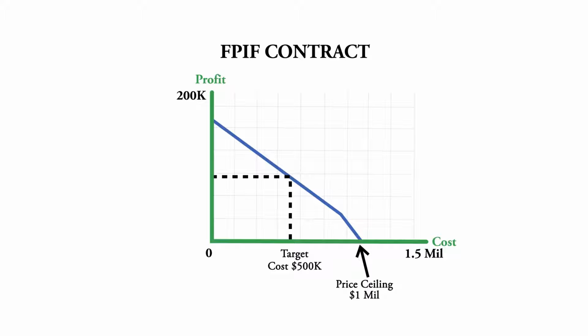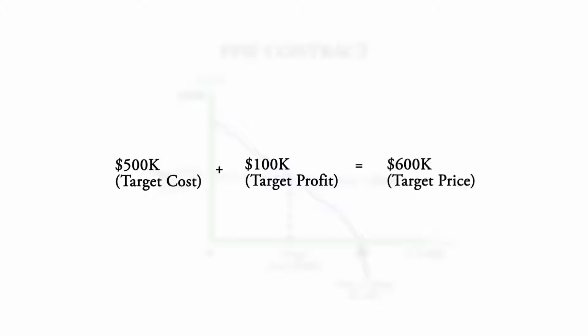If the contractor is able to re-engineer, produce, and deliver the machines for $500,000, the government will provide the company a profit of $100,000. This $100,000 is the target profit. The target cost plus the target profit equals the target price, which in this scenario is $600,000. This is the government's total price goal for this fixed price incentive fee contract. If the government spends $600,000 or less, then they're happy.